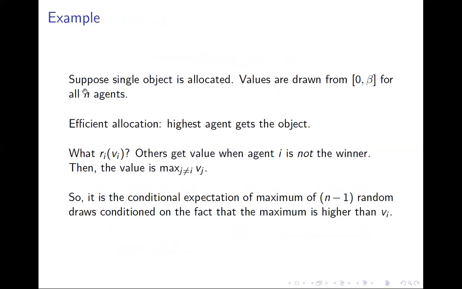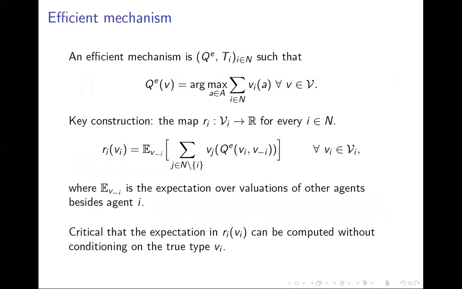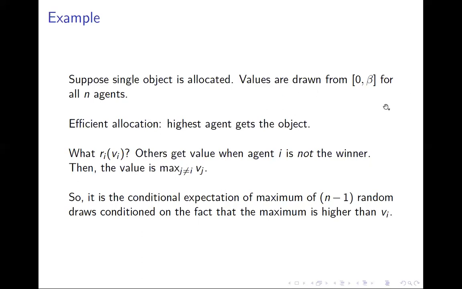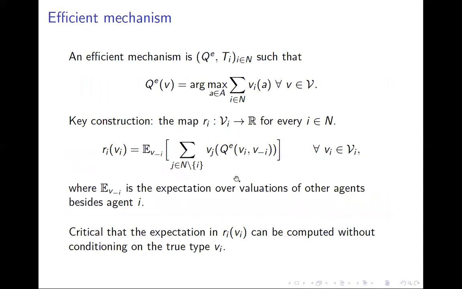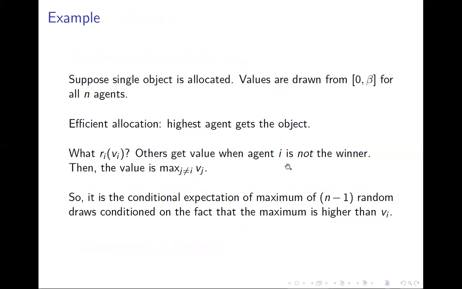Just to give you an example, since this is very generally defined, suppose we just look at single object allocation, and values are drawn from 0 to beta for all the n agents, identically drawn, let's say. The efficient allocation is that the highest agent gets the object. So what is R_i(v_i)? Other agents get some value in the single object allocation problem if agent i does not win the object. If agent i does not win, then somebody else will win the object, because the rule is efficient. And when does agent i not win the object? Whenever v_i is not the highest. Whenever the max of v_{-i} is greater than v_i, this term is positive, otherwise it is 0. Basically, others get value when agent i is not the winner.